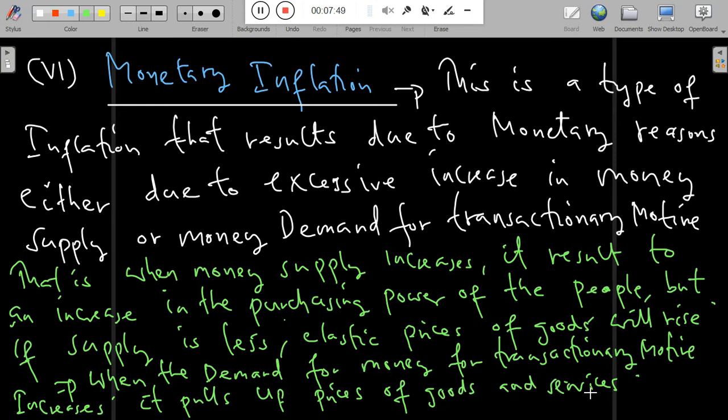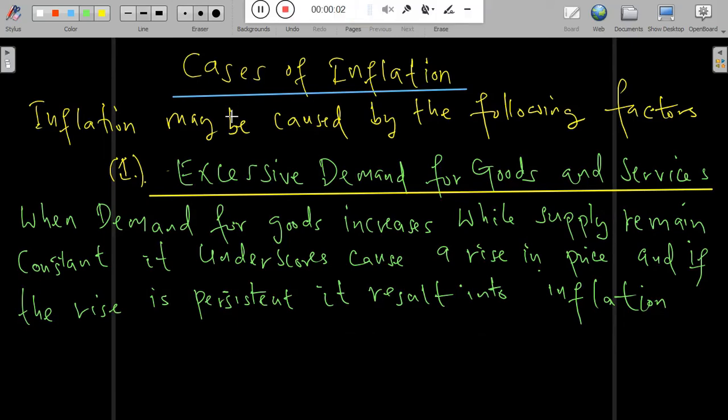So monetary inflation is a type of inflation that results from changes in money supply or changes in money demand for transaction motive, as you can observe. Changes in money supply and money demand may affect the price. Since this is applied as a policy, it affects the business cycle for both consumers and producers.